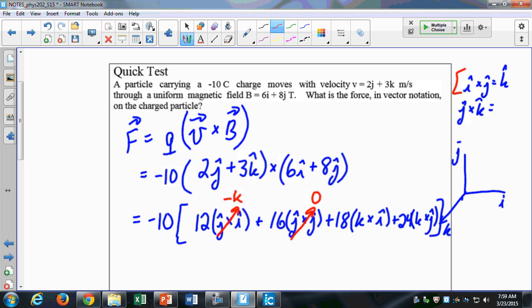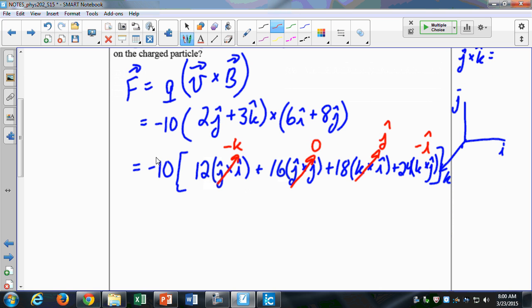If you want to try to memorize these, that's fine, but it seems like a waste of space. And then K cross J, what is that? Is it negative I? K, yeah, negative I. And now we can combine all these terms and multiply by the negative 10. So I get 120K. I just multiplied this times this, noting that I already had a negative K here, so I got rid of that negative. Plus 0 minus 180j.